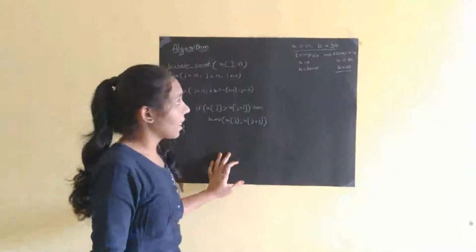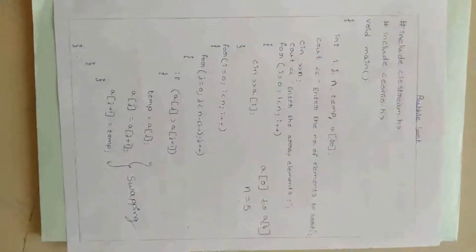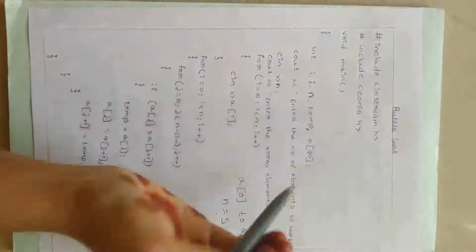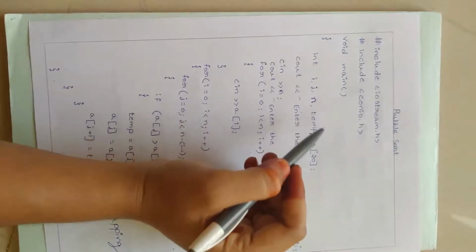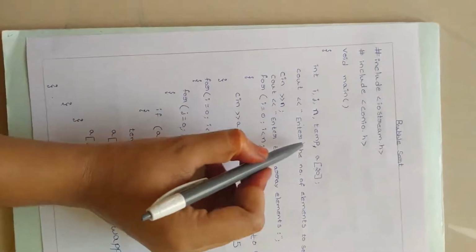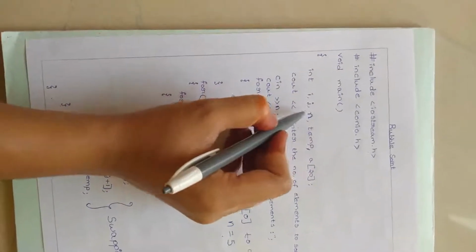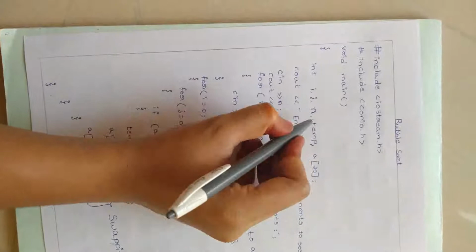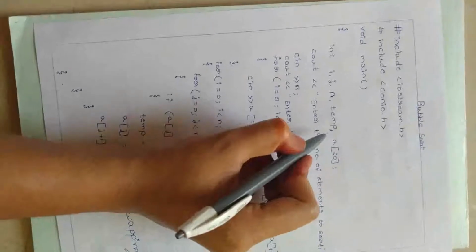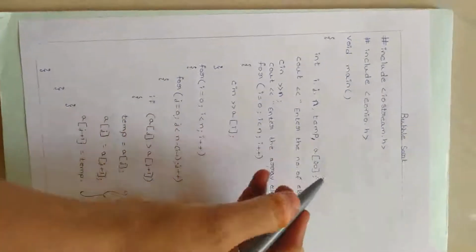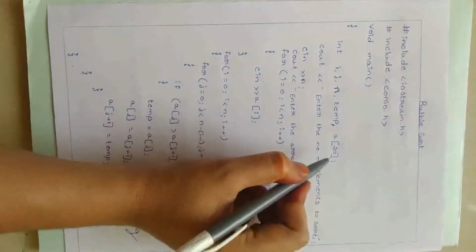Next, let me discuss the program for clear understanding. This is the program for bubble sort. First, we have to include the header files, and here I am including the two header files. Next, we are writing the main function. In the main function, first we have to declare the variables. Here I am declaring i, j for loops, and n is the array size to store the size of an array, and temp is the temporary variable which is used in swapping function. Next, a of 20. A of 20 is the name of the array.